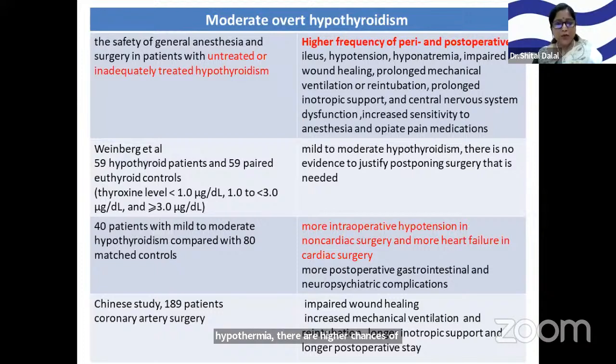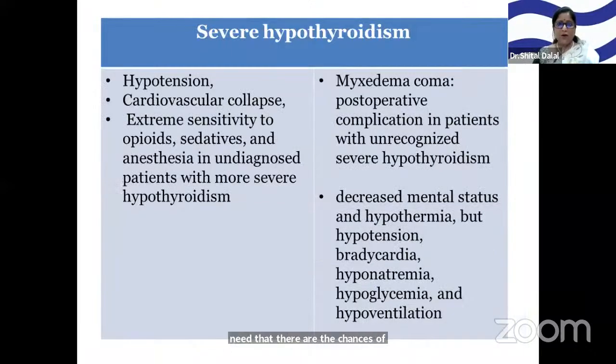So there are 4 studies which have been quoted. They concluded that in mild to moderate hypothyroidism, there are fewer chances of complications, so postponing the surgery is not needed. So what about severe hypothyroidism? You have to treat the patient before the surgery for elective surgery. In an emergency, anyhow, we have to accept.